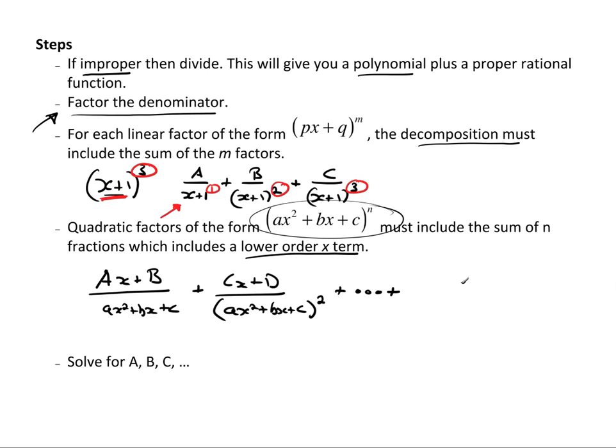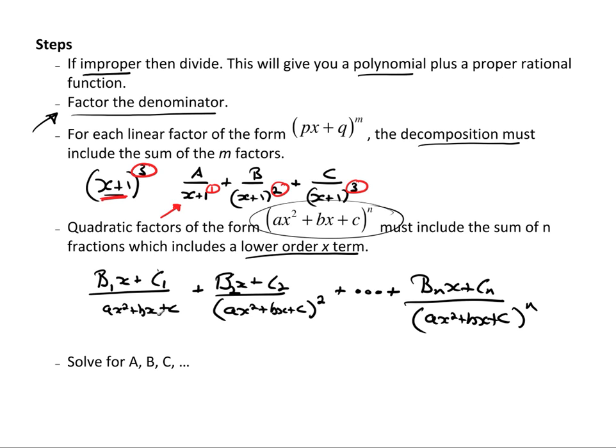I'm going to change these coefficients here real quick just to make it a little bit easier. I'm going to call this b1 and c1 and make this b2 and c2. That gives me down here bn x plus cn over ax squared plus bx plus c to the n. So if this was cubed, this would be a 3, this would be a 2, this would be a 1, just like it is.